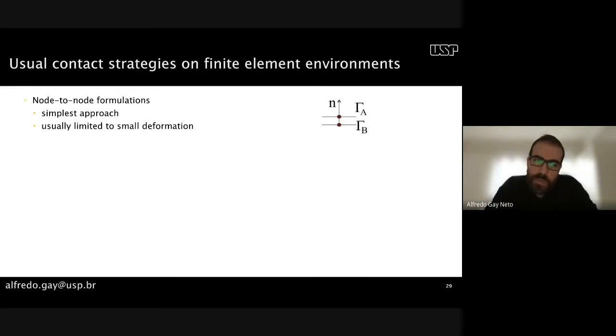Usually it's limited to small deformation because what's the idea of these node-to-node formulations? You do not solve the local contact problem that I told you previously. You just assume from the beginning which are the neighbor points, which are the points that are going to interact between surfaces in contact. But usually you can do that only when you have, for example, matching meshes in both bodies that are touching, so you have the neighbors directly defined. But if you have large displacements, for example, then this usually cannot be used anymore, only if you have some special strategies to update such schemes, but this is not exactly the idea of the first formulations that I'm showing here.